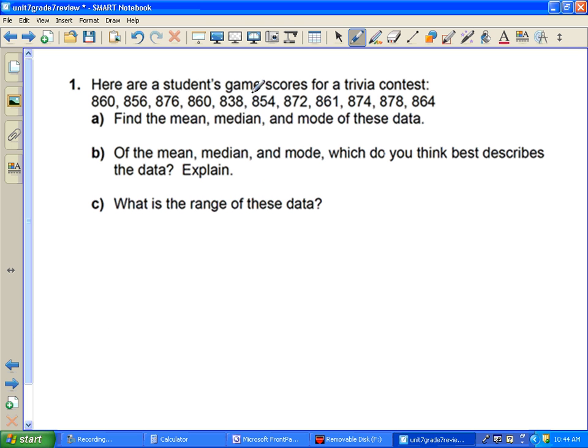So here we've got a bunch of student game scores for a trivia contest. And you notice they're all in the 800s here. So what we're going to do is find the median, the mean, and the mode of that set of data. So first we'll add all of these scores up, which I can do real quickly.